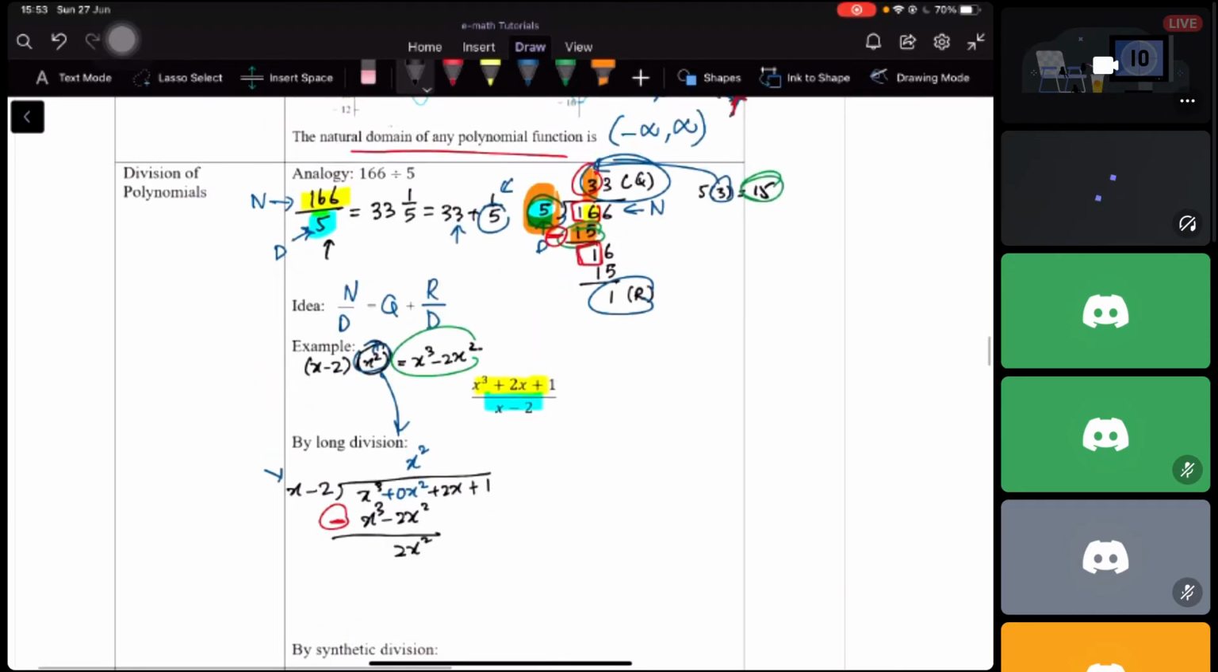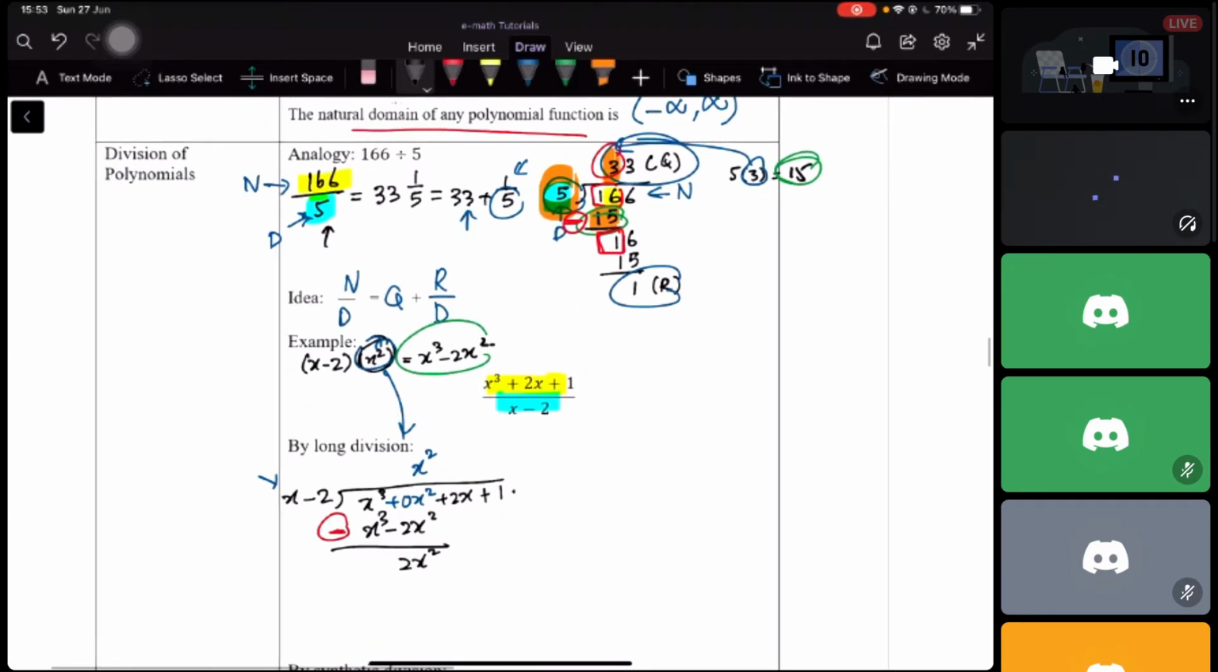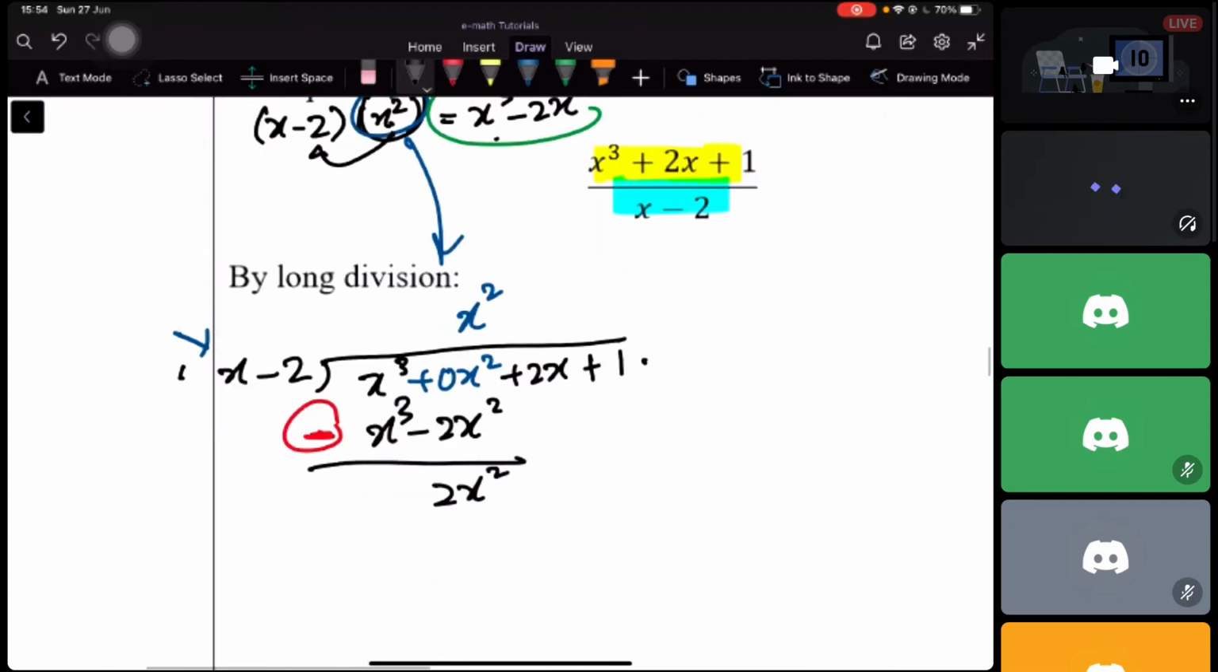First, you put your numerator inside, put your denominator outside. You want to get rid of x cubed. So I multiply x squared to my denominator so that I can get the x cubed. Then, following this pattern, 5 times 3 is 15. I put my x squared on top. I put my x cubed minus 2x squared here. Then I use 16 minus 15. So x cubed plus 0x squared minus x cubed minus 2x squared.